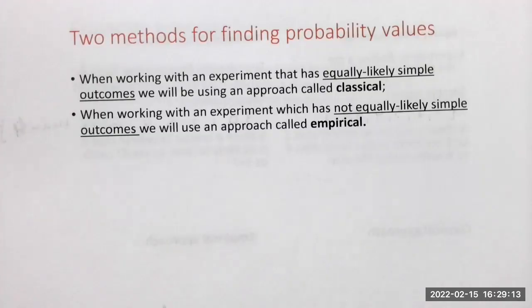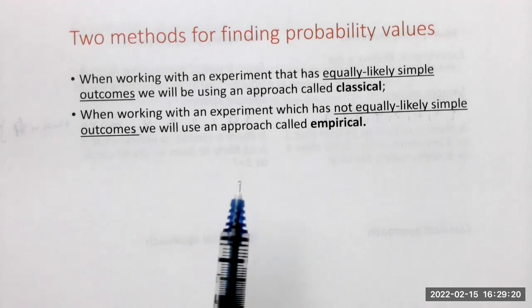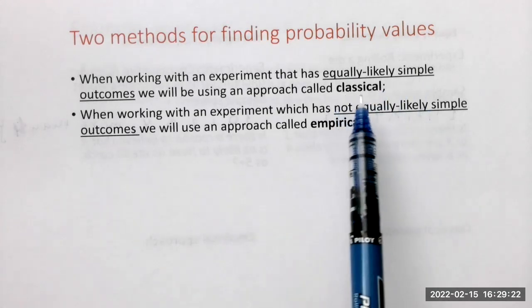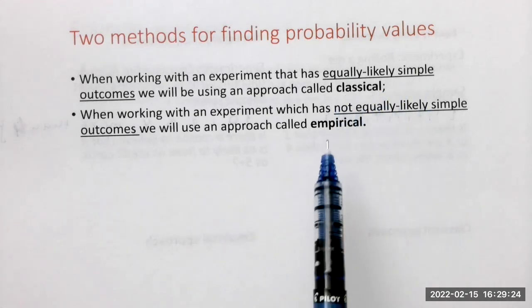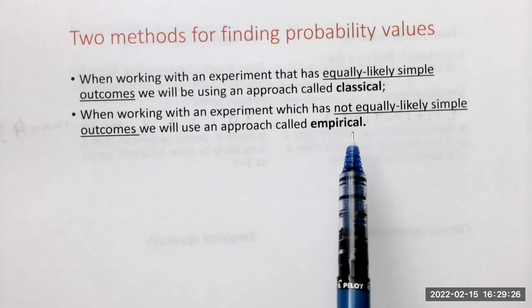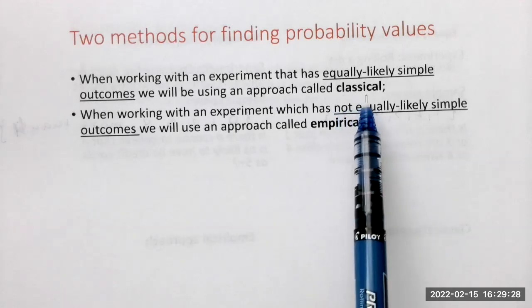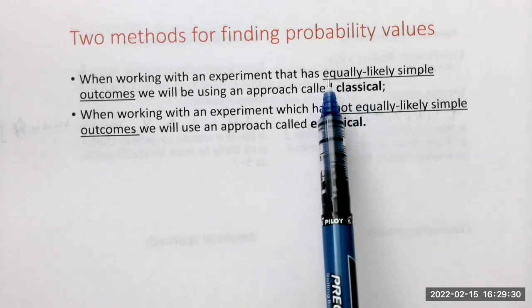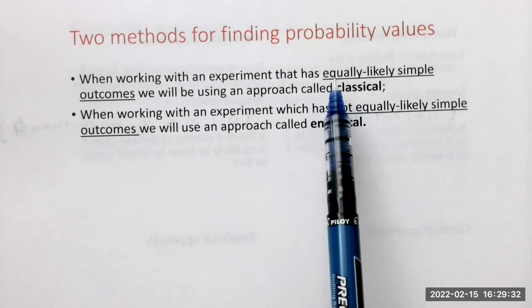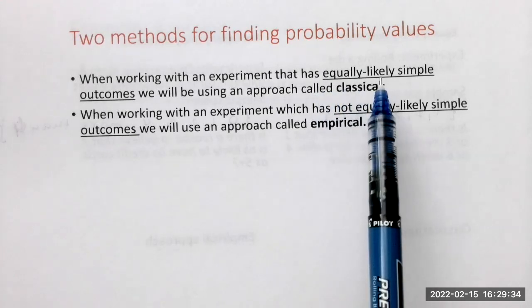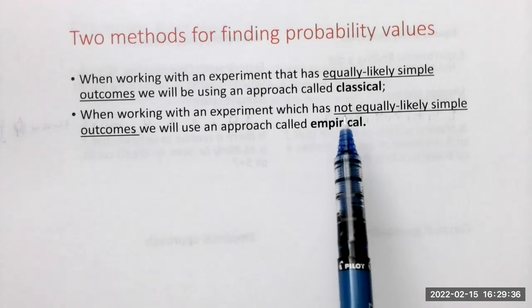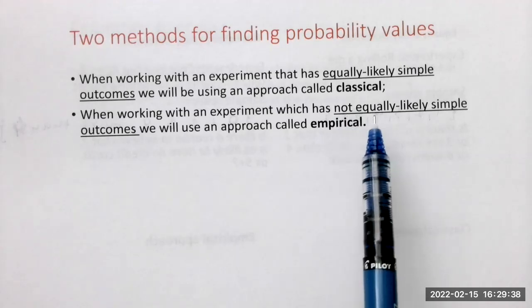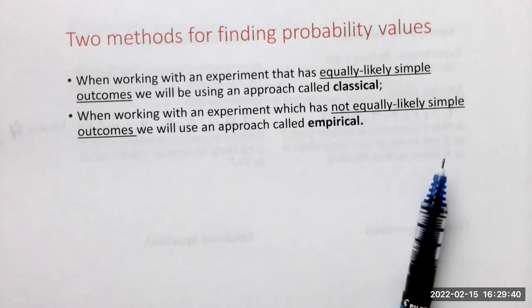And as I already mentioned, we're going to use two different methods or two different approaches for calculating probabilities. We're going to use the classical approach and empirical approach. And we're going to use classical approach for the experiments where outcomes are equally likely, and empirical approach when the outcomes are not equally likely.